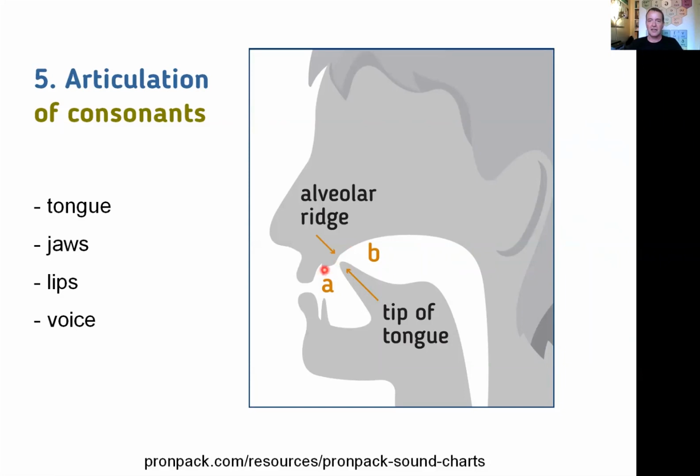So get them to be very familiar with that area of the top of the mouth. And invent a word for that. You can use the word alveolar ridge if your students like technical language, or you can get them to invent a word for it. You can call it the tooth mountain, whatever you like, it doesn't matter. But just make sure that they're aware of that. It's a very important place for English consonants.